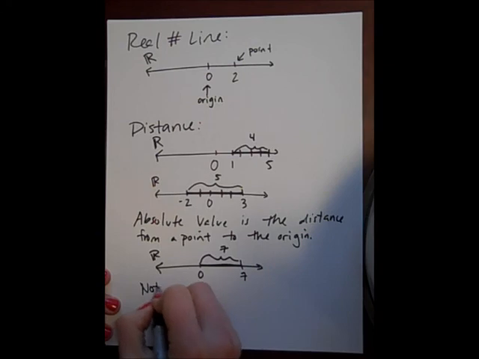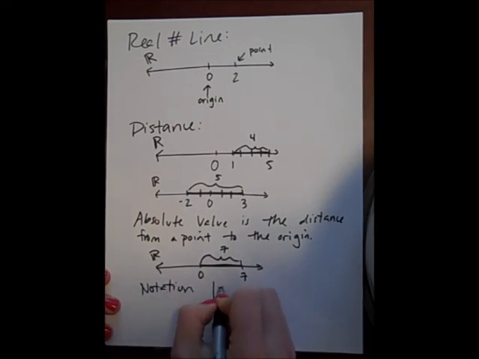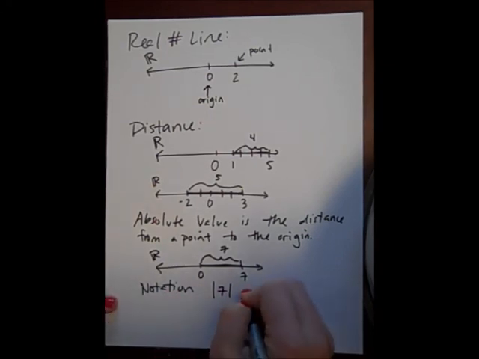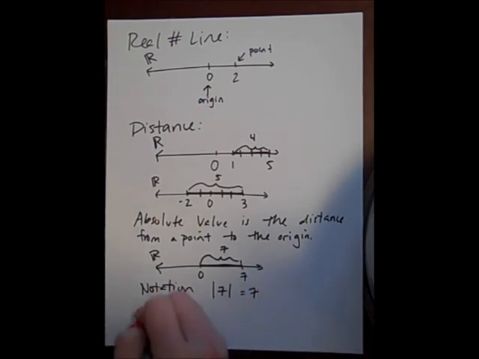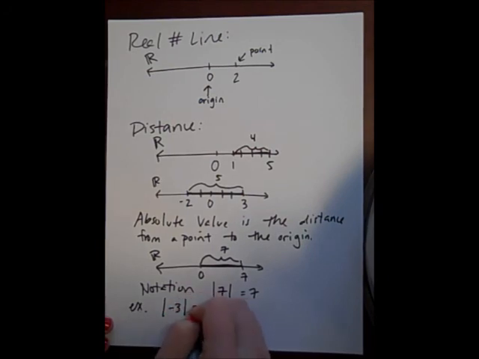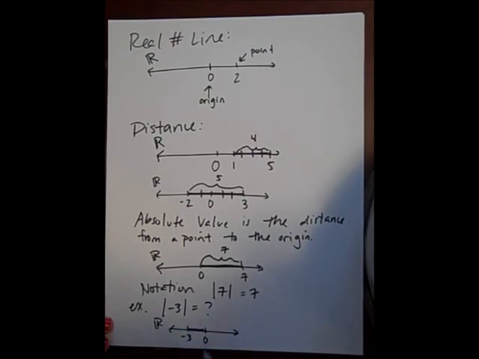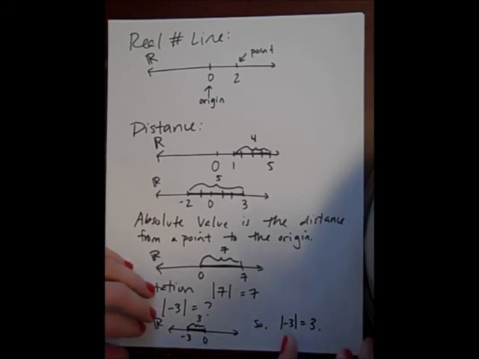The notation here is we say the absolute value, which is 2 bars, is 7. Question, what is the absolute value of -3? Well, let's draw our number line. Here's my origin, here's -3. How long is this line segment? Well, from -3 to 0, that's 3. So the absolute value of -3 is also going to be 3. So that's how the absolute value works. It's just the distance from a point to the origin.